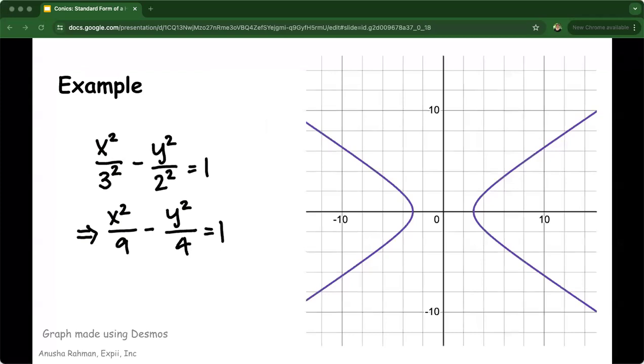Here's an example of a standard form of an equation of a hyperbola. x squared over 3 squared minus y squared over 2 squared is equal to 1. We can simplify that to get x squared over 9 minus y squared over 4 is equal to 1. The center is at the origin, and here's what the graph looks like.